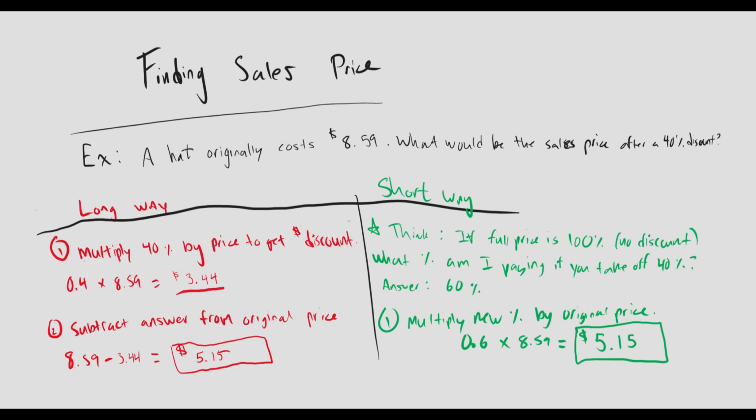Now, another way to approach the problem that I like and find much quicker would be to think, first of all, if I am taking 40% off of my price, which starts out at 100% price, how much am I actually paying? What percent? Well, 100 minus 40 would make 60%. So if I were to just take 60% as a decimal and multiply that by the original price, I get my answer right away. So 0.6 times 859 gives you the same answer, $5.15.